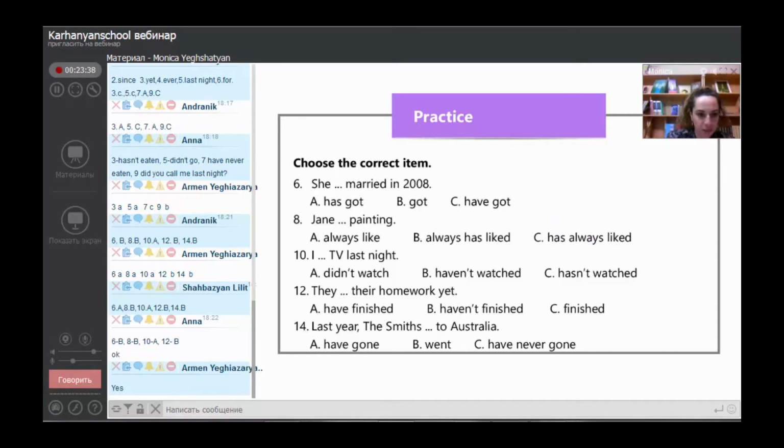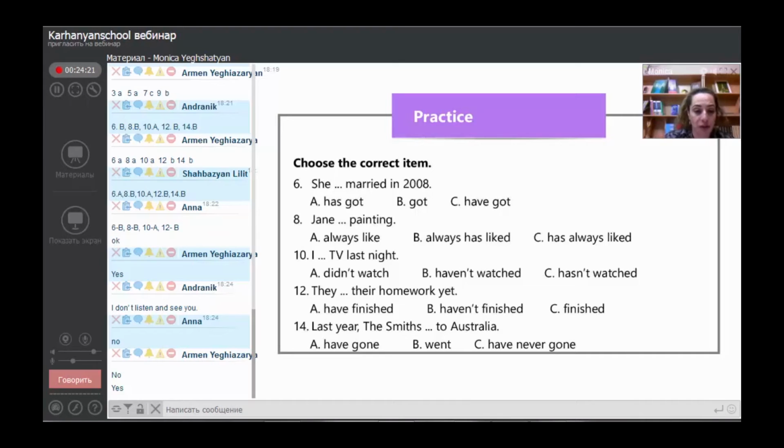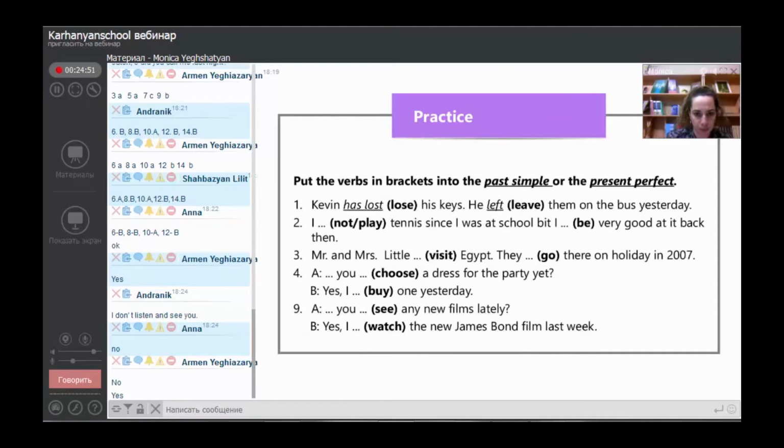The 10th one. I didn't watch TV last night. Okay, all the answers are right. Andronique, Carmen, Lilith. Okay, for the 12th sentence. They haven't finished their homework yet. B. And Lilith, Armen, and Andronique. Okay, you're right. Last year, the Smiths went to Australia. Okay, you're right, because we can ask when, and the answer is last year. So let's move on.